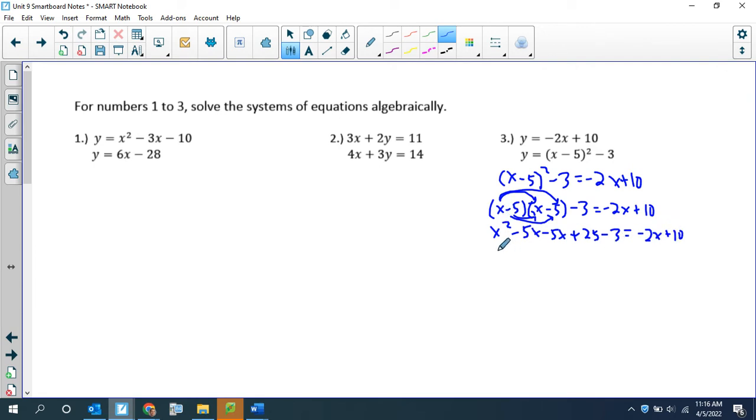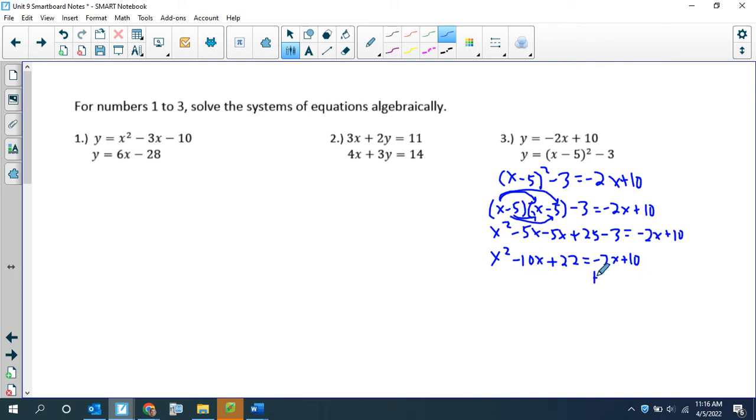All right, then I want to add my like terms. So I have x squared minus 10x plus 22. That's going to still equal negative 2x plus 10. So now if you think about that flow chart that we went over, this is really in the middle column of our flow chart now. It was really in the middle of our flow chart up here. So we had to FOIL or distribute. All right, and then we have to make sure one side is equal to 0.